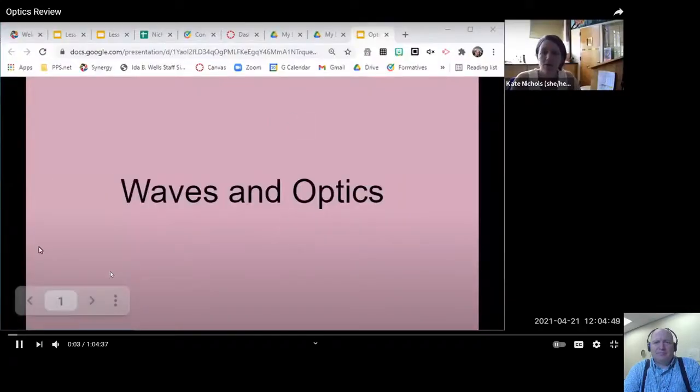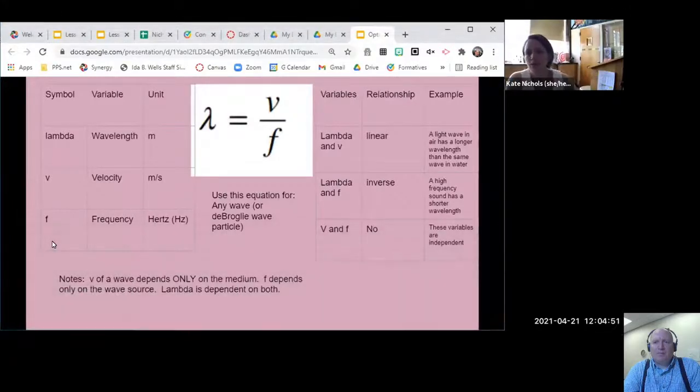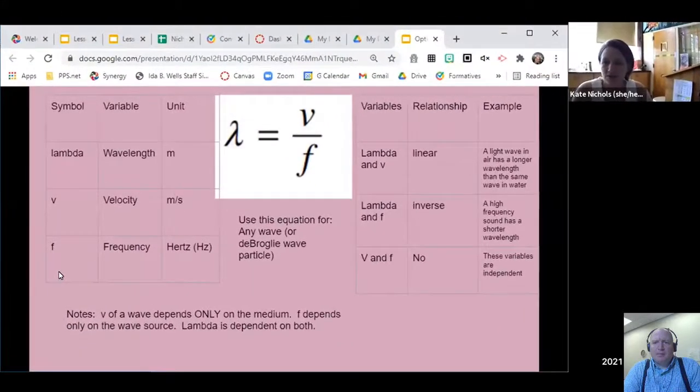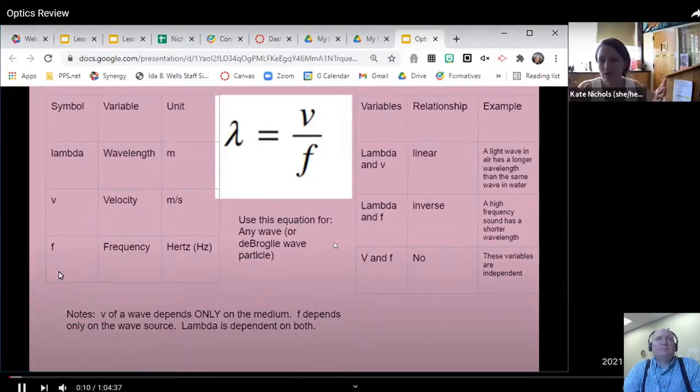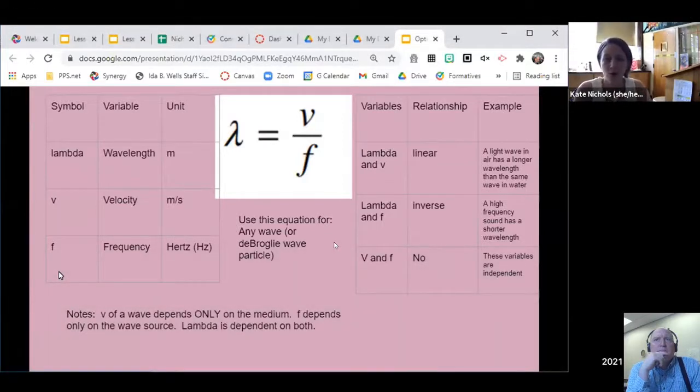So, waves and optics. This equation is the wave equation. It is actually one that spans both the optics unit and the duality unit, because obviously with wave-particle duality, this is relevant as well. In this equation we've got three variables. Hopefully you know what all those mean by this point. I'm not going to go through all the units, etc. You can come back to this slideshow, which is being recorded, if you look at those things.